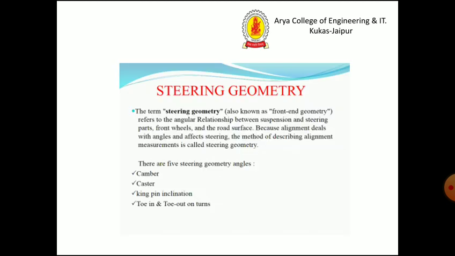The term steering geometry, also known as front-end geometry, refers to the angular relationships between the suspension and steering parts, front wheels, and the road surface. Because alignments deal with angles and affect steering, the method of describing alignment measurements is called steering geometry. There are five steering geometry angles: camber, caster, kingpin inclination, toe-in and toe-out on turns.